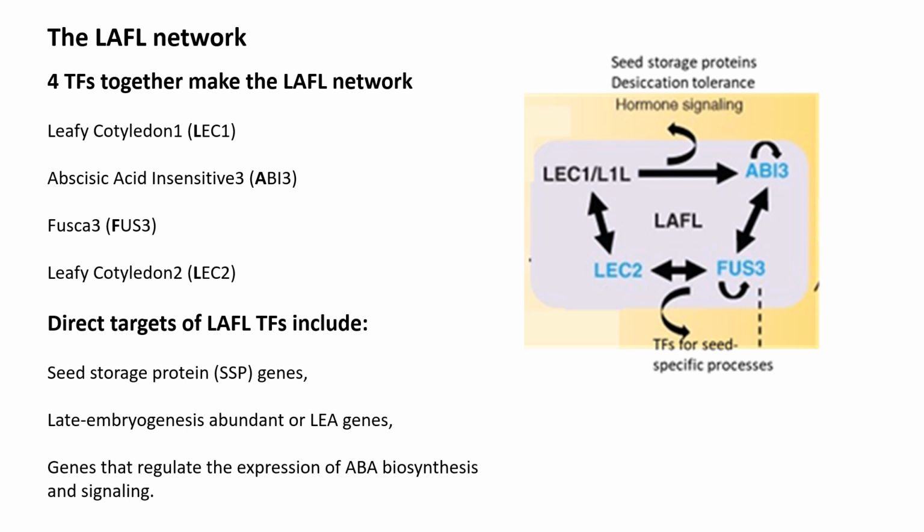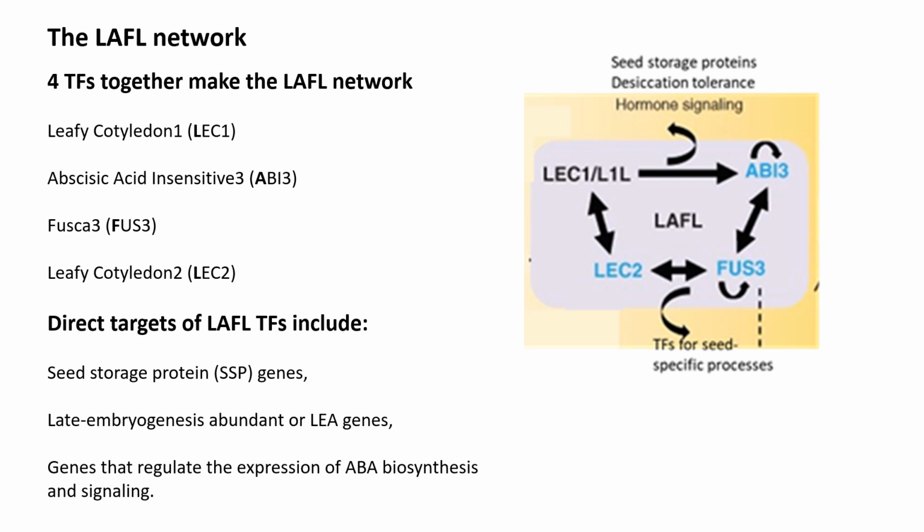ABI3 is a transcription factor that is necessary for the expression of a large number of late embryogenesis abundant genes, which are thought to be essential for the acquisition of desiccation tolerance. ABI3, along with the B3 domain transcription factors LEC2 and FUSCA3, and another transcription factor, LEC1, work together in regulating various processes during seed formation and dormancy induction.